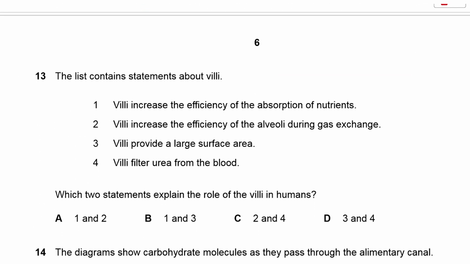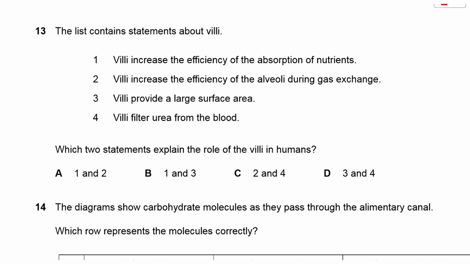Number 13 says the list contains statements about villi. 1. Villi increase the efficiency of absorption of nutrients. 2. Villi increase the efficiency of alveoli during gas exchange. 3. Villi provide a large surface area. 4. Villi filter urea from the blood. Now you have to understand that villi are finger-like projections found in the small intestine. Alright, they act in the digestive system to bring about absorption of what? Of nutrients. So at the end of the day, villi will increase efficiency in absorption of nutrients, but also villi will provide a large surface area for the absorption of these nutrients. So for question 13, we'll have choices 1 and 3, which is B.